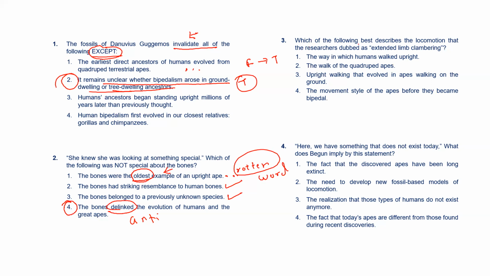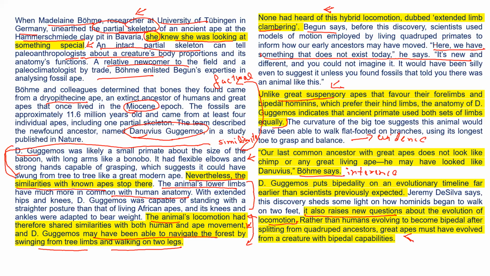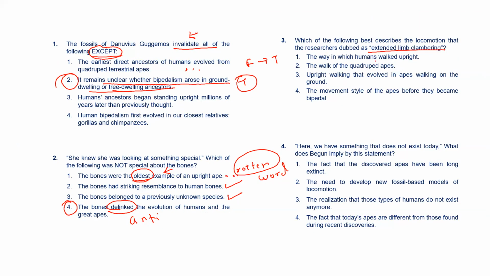Next, which of the following best describes the locomotion that the researchers dubbed as extended limb clambering? So extended limb clambering was mentioned here. None had heard of this hybrid locomotion. So this definitely means hybrid locomotion, dubbed extended limb clambering. So extended limb clambering means both kinds of movement. So let us see. The way in which humans walked upright, the walk of the quadruped apes, upright walking that evolved in apes walking on the ground, the movement style of the apes before they became bipedal.